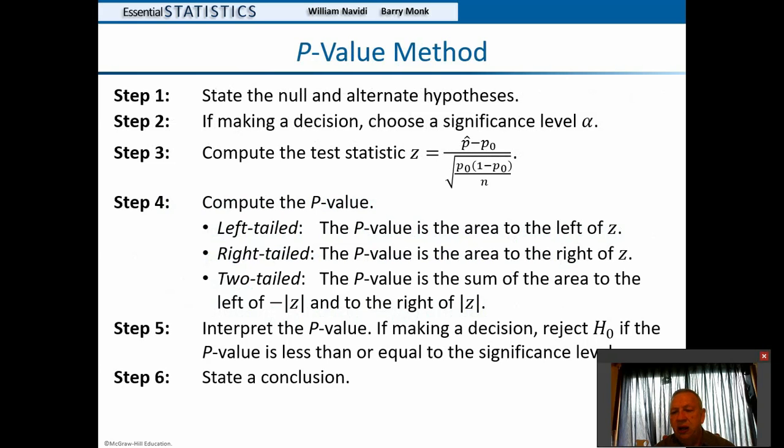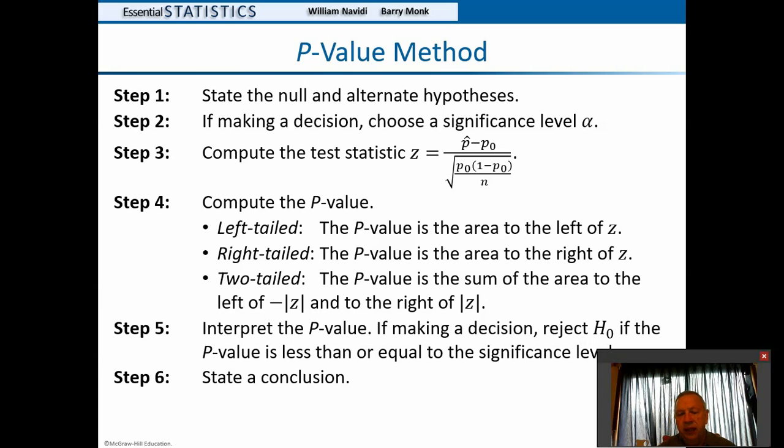If I'm doing the p-value, I will use alpha directly to compare with the p-value. So I compute the p-value. If it's a left-tailed test from my alternate hypothesis, the p-value is the area to the left of z. For a right tail, the p-value is the area to the right of z. Two-tailed, it is twice either one of those areas, to the left of negative z or to the right of positive z.